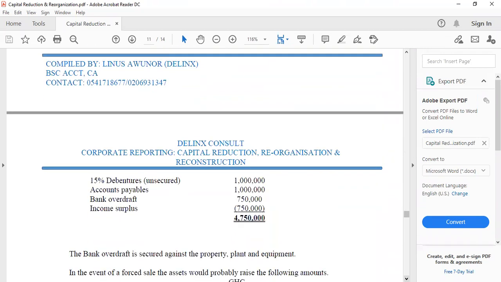So unsecured account payables, if we should do the distribution. Please, you need to continue next time. Okay, all right.